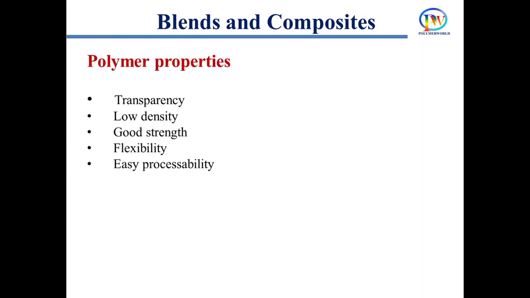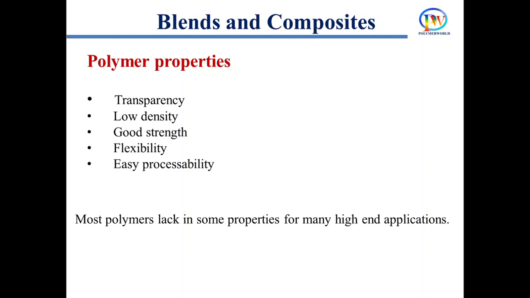Polymers are very versatile materials and have many unique properties like transparency, low density, good strength, flexibility, easy processability, etc. But sometimes we want a material that has some of the properties of one polymer and some of the properties of another polymer. Instead of synthesizing a polymer with all the properties we want, we try to mix polymers with other polymers or reinforcing fillers to form a new material that will have some of the properties of both. Mixing of polymers not only gives the desired properties but also reduces the cost of the material.